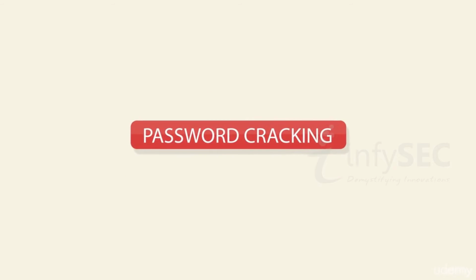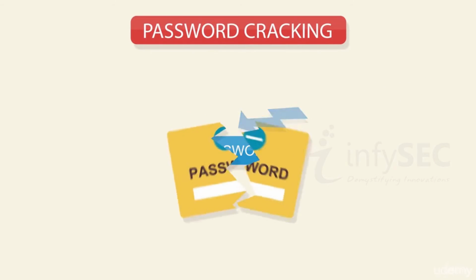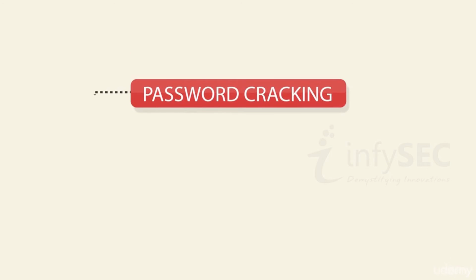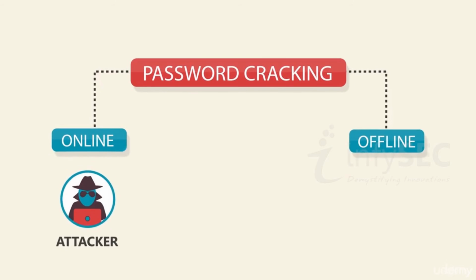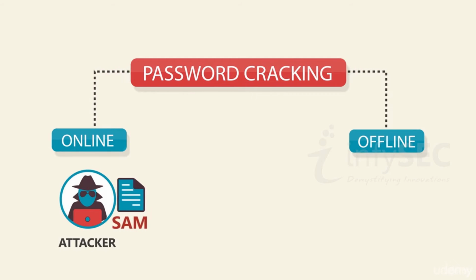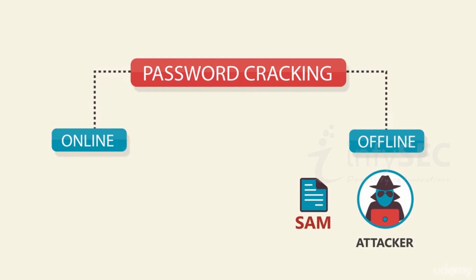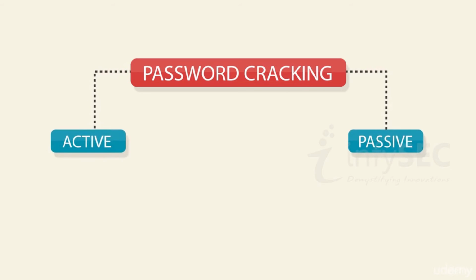Password cracking. The act of using various means to land upon or recover a password is called password cracking. Password cracking can be carried out either online or offline. Online password cracking is carried out when the attacker does not have access to the password hashes, while in offline password cracking, the attacker would already have obtained the password hashes. Both of them may be conducted actively or passively.